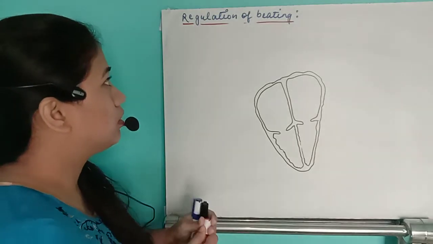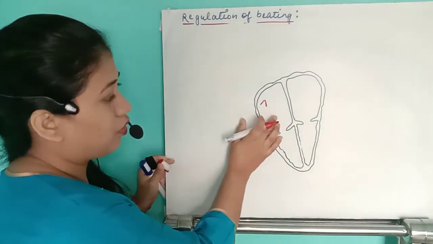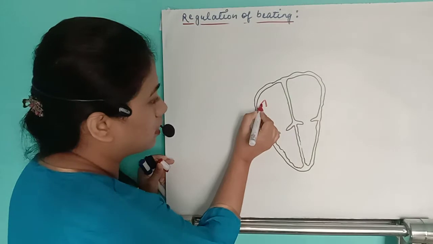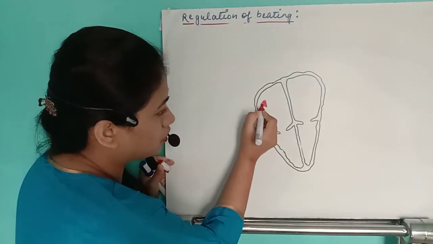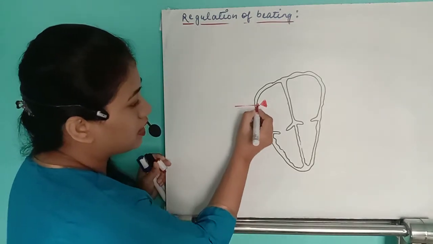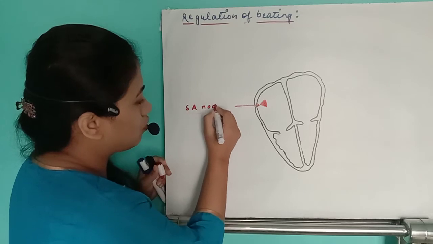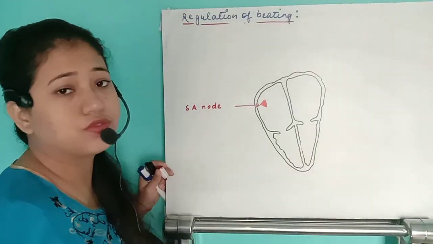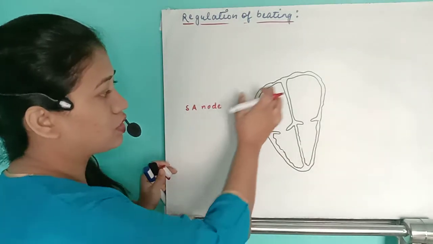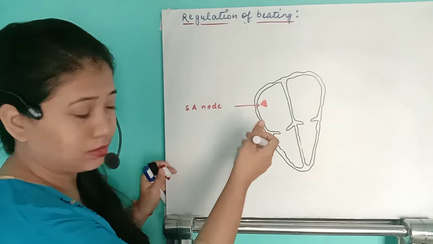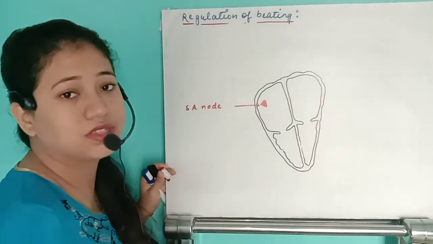Okay. So here, first of all, on the right side in the upper region, that is the auricular region, we have one structure. What is that? This is called the SA node. SA node is also known as the sinoatrial node. Towards the right upper region, on the auricular lining membrane, we have the SA node that generates the beat.